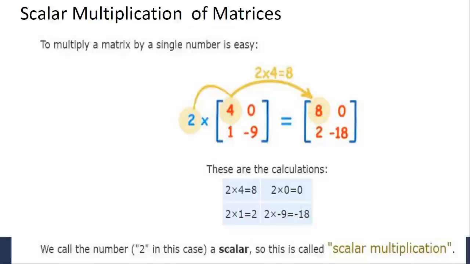Scalar multiplication of a matrix. Scalar multiplication of a matrix is when you multiply a matrix by a single number. So in the case of this matrix, our scalar is 2, that is our single number. So we say 2 by 4, 2 by 1, 2 by 0, 2 by negative 9, to get this answer: 8, 2, 0, negative 18. In this case, our 2 is a scalar, so that's why it's called scalar multiplication.